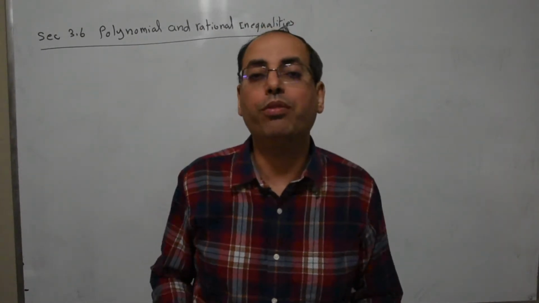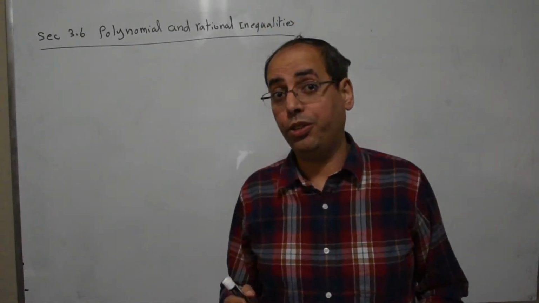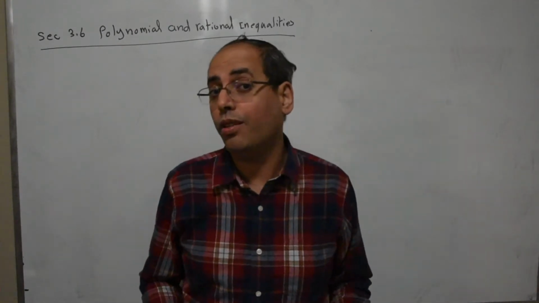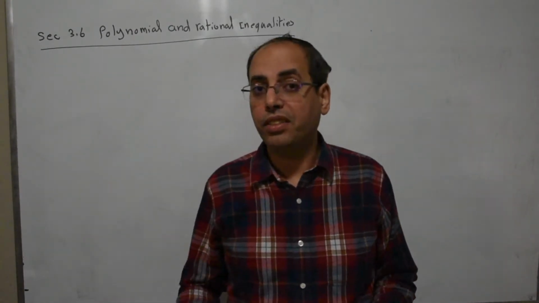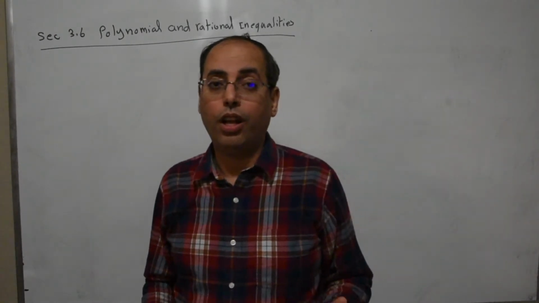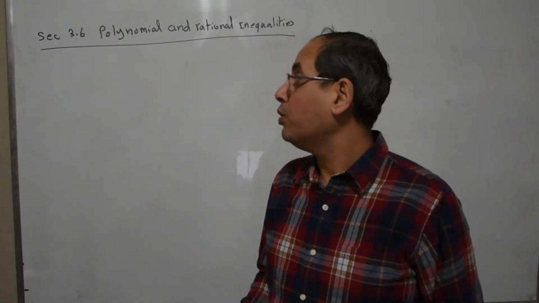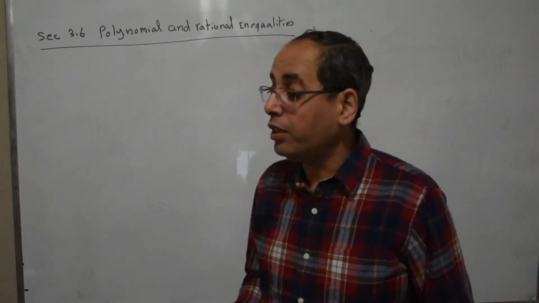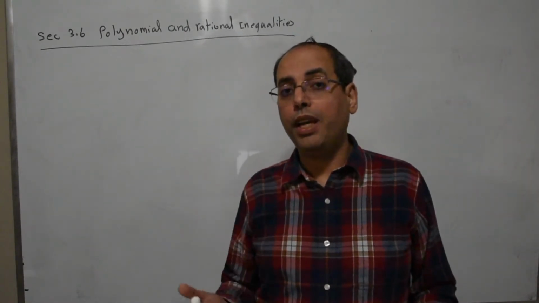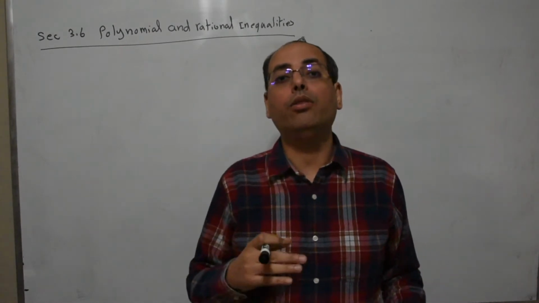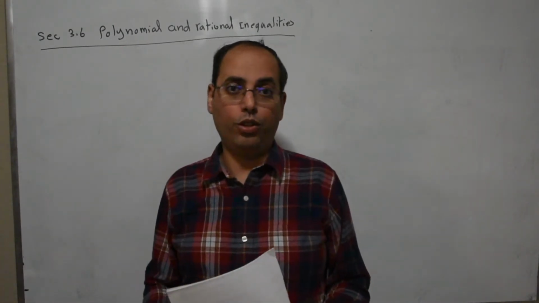So we have learned before about polynomial equations and how to get the zeros of the polynomial, how to find the multiplicity of each of those zeros. We also learned about the rational, how to get the zeros of rationals, how to find the domain, the range, and how to graph the rational functions.